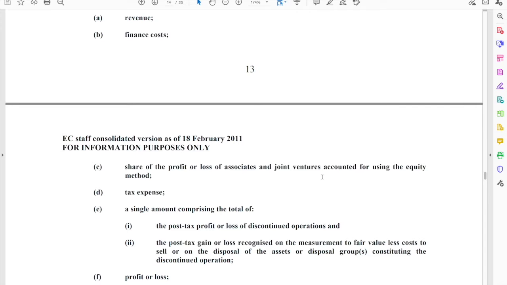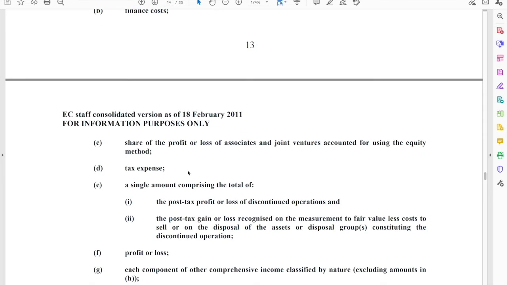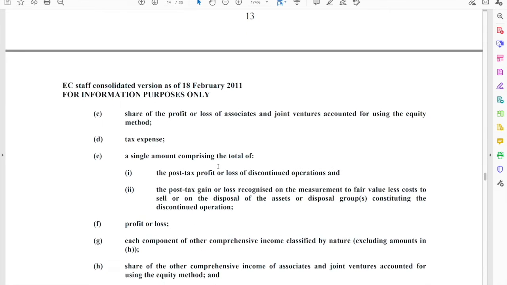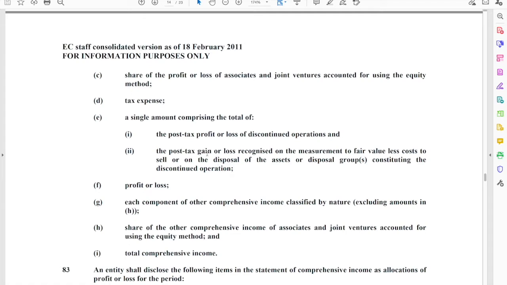So itong letter C, it would be encountered, okay, in the higher accounting subjects. And tax expense, syempre, ito yung sinasabi ko sa inyo, in higher accounting din, when we compute the income statement, there should be an income tax expense. Okay, and then for letter E, it is a single amount comprising the total of the post-tax profit and the post-tax gain or loss. So, for paragraphs E point 1 and E point 2, it just pertains to the tax expense. But, hindi na tayo mag-go on details dito.